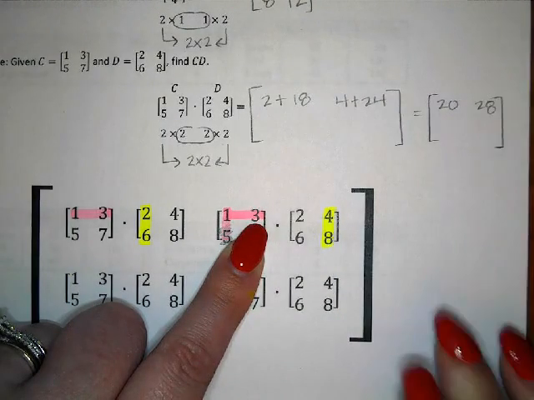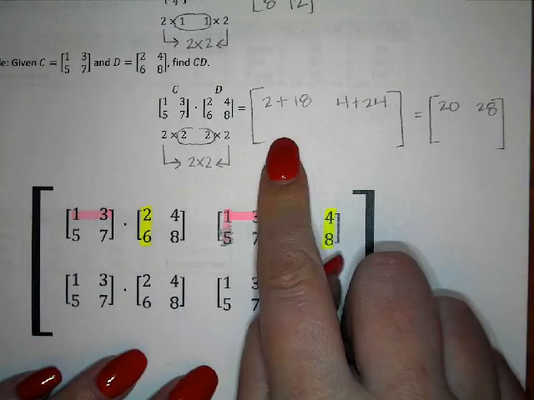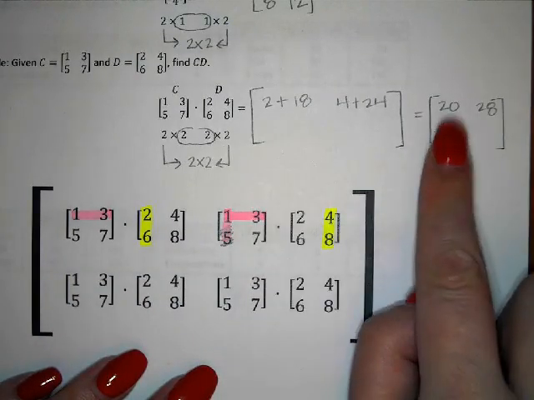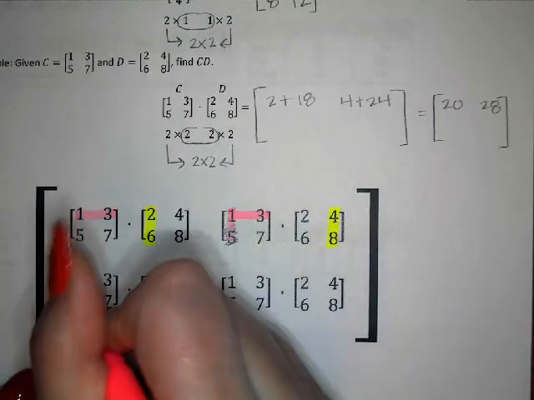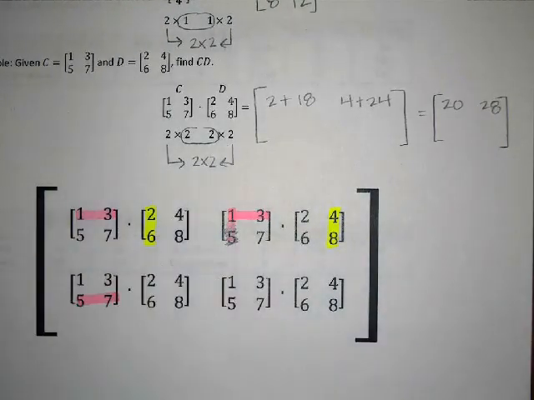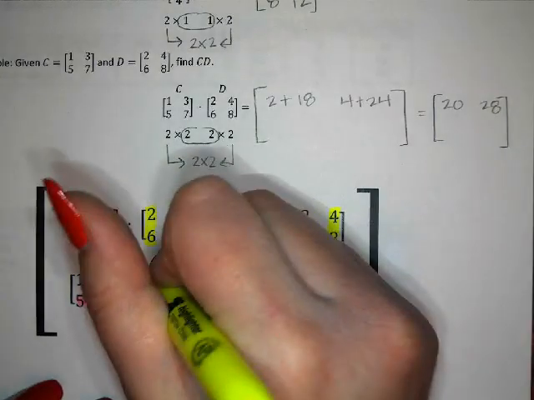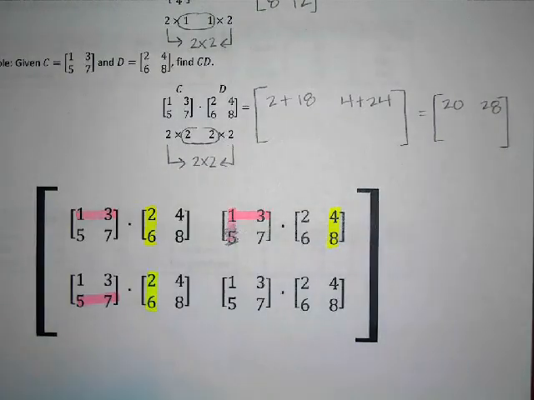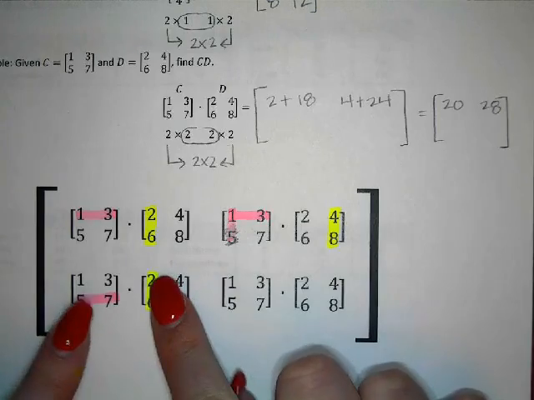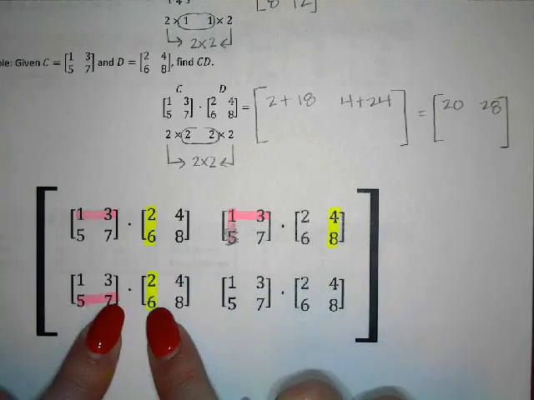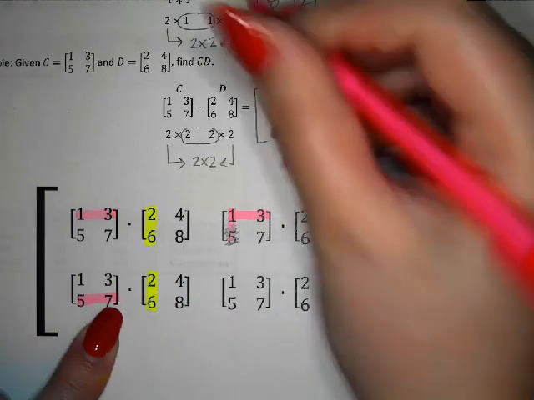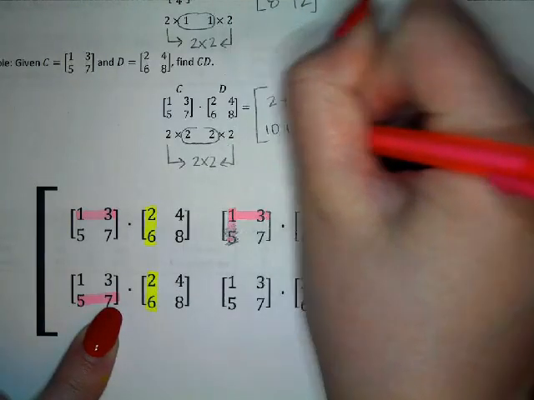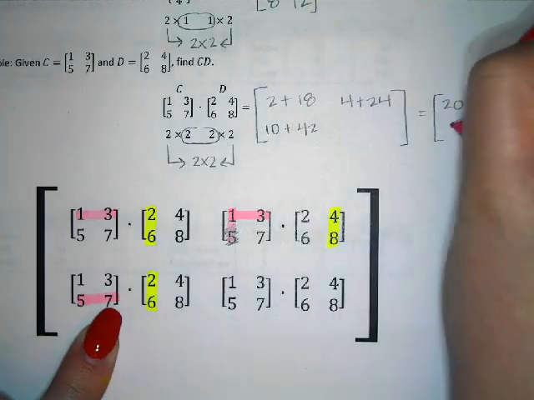Makes 28. Now this one down here, we are in the second row, but the first column. So I'm going to look at the second row, but the first column. So 10 and 42. 10 and 42 are what I'm adding together. And that gives me 52.